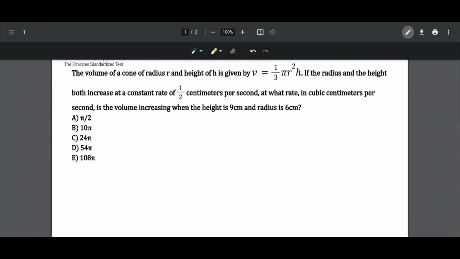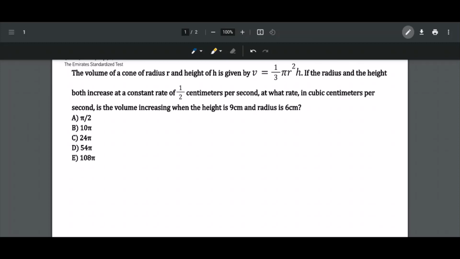The volume of a cone of radius r and height h is given by V equals 1 over 3 pi r squared h. If the radius and the height both increase at a constant rate of 1 over 2 centimeters per second, at what rate in cubic centimeters per second is the volume increasing when the height is 9 centimeters and the radius is 6 centimeters?